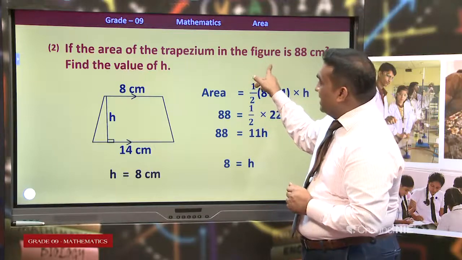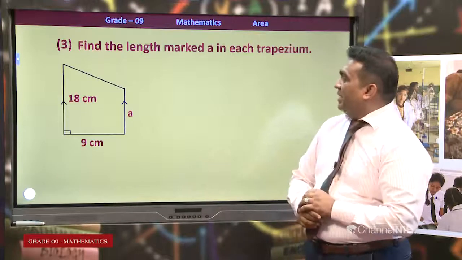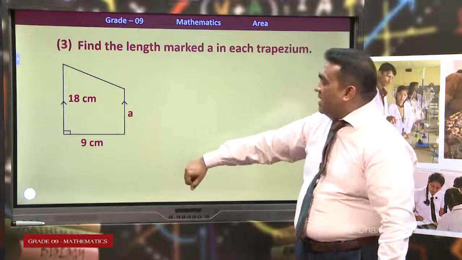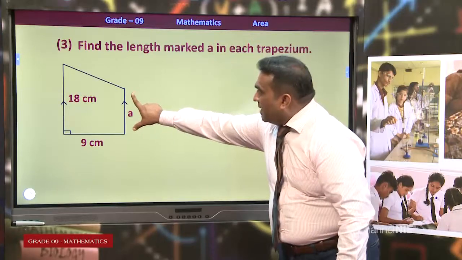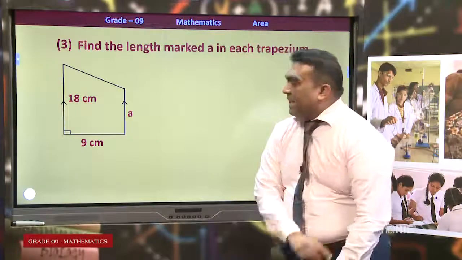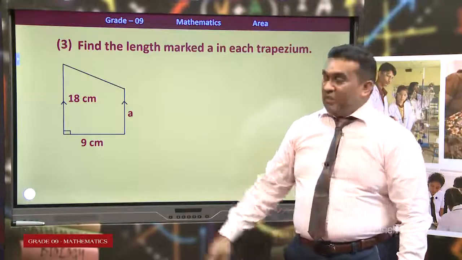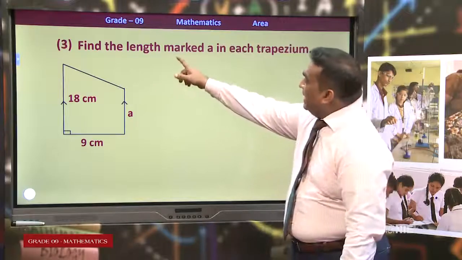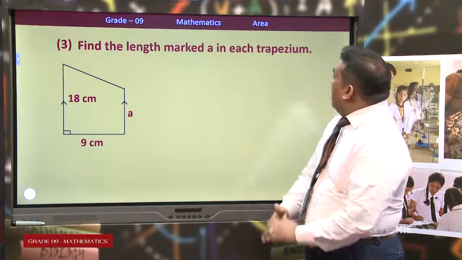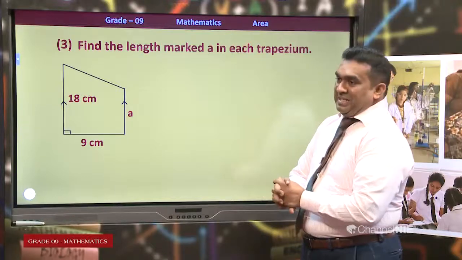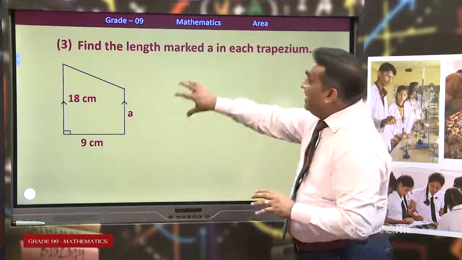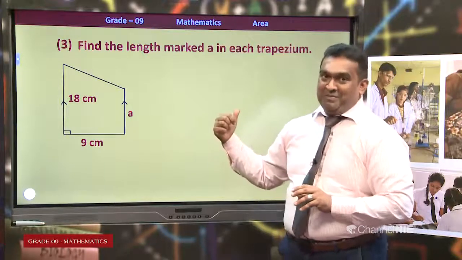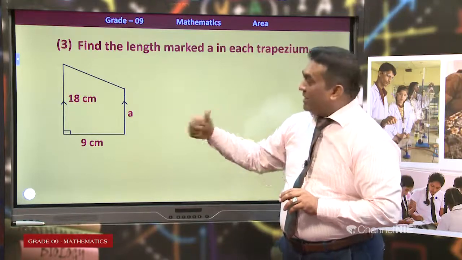Then next one, h equals 8 centimeters. Next question, you can see a pair of parallel lines, and the length of the smaller parallel line is simply a, that is the variable. Then we want to find the value of a. Find the length marked a in each trapezium, because we are going to consider trapeziums. This is your first one. There is another trapezium after that. You consider the first one.